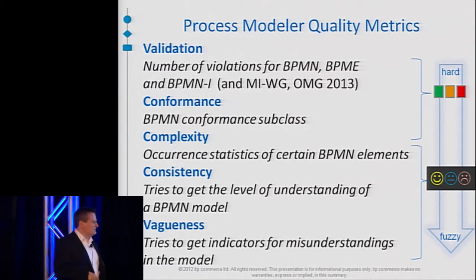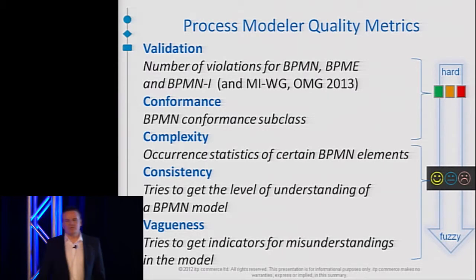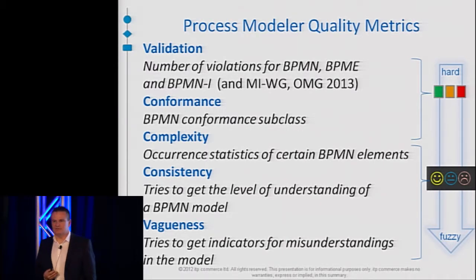And the most fuzzy is probably the vagueness. It tries to get indications for misunderstanding, saying you are using elements which could be misunderstood by people outside of the world. So how to identify them? This is probably the most fuzzy. There is no specification, no rules around. So you're invited to help us make more standardization or more hard facts around this.